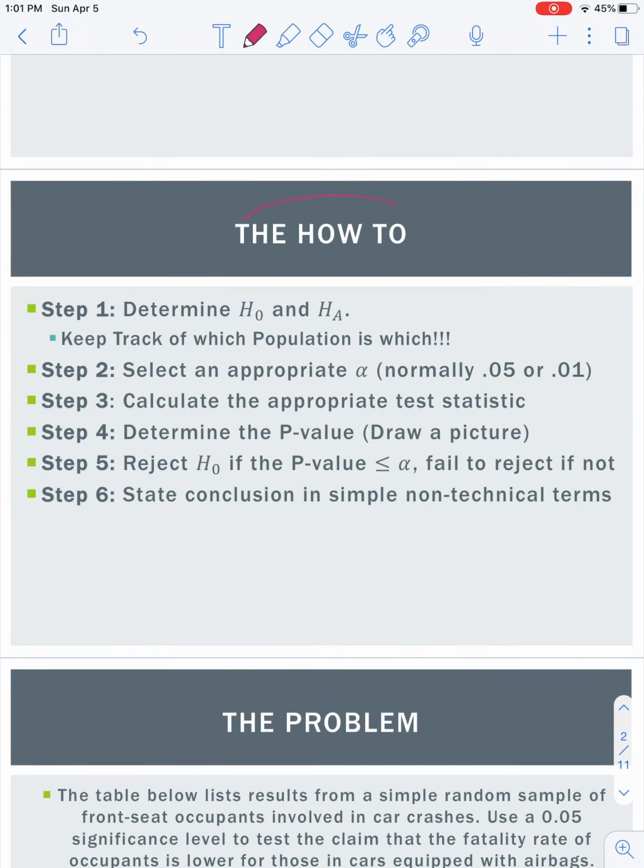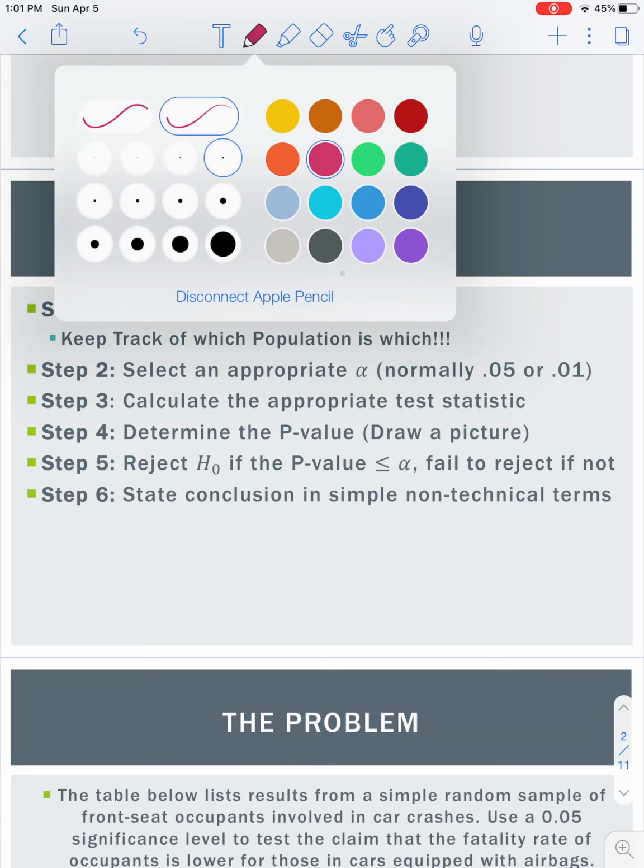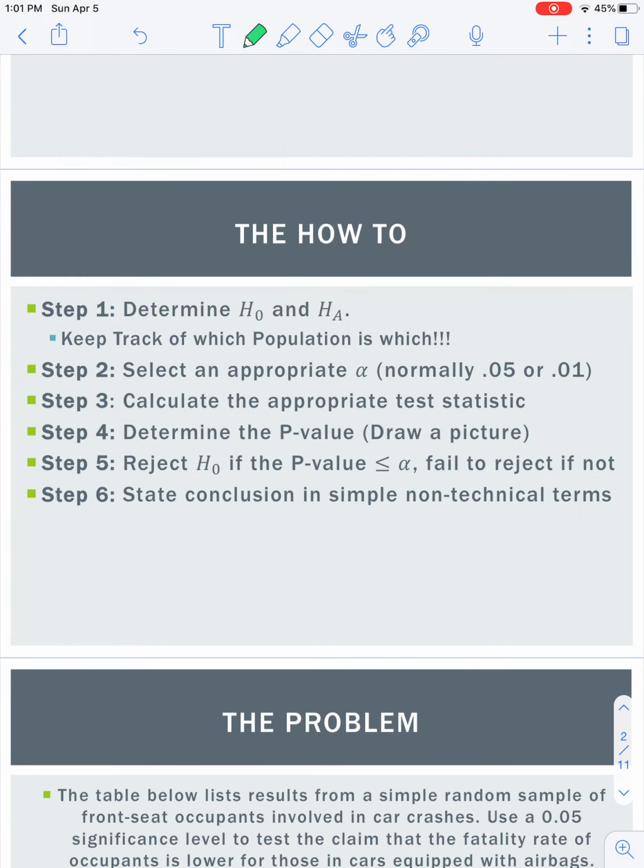So this process list of what we're going to do is going to look awfully similar to what we had last unit, where we are still going to be finding our hypotheses, we're still going to be selecting an alpha, we're still going to be finding a test statistic, finding a p-value, comparing the p-value to alpha, and then stating a conclusion. One big note that I have here is to keep track of which population is which.